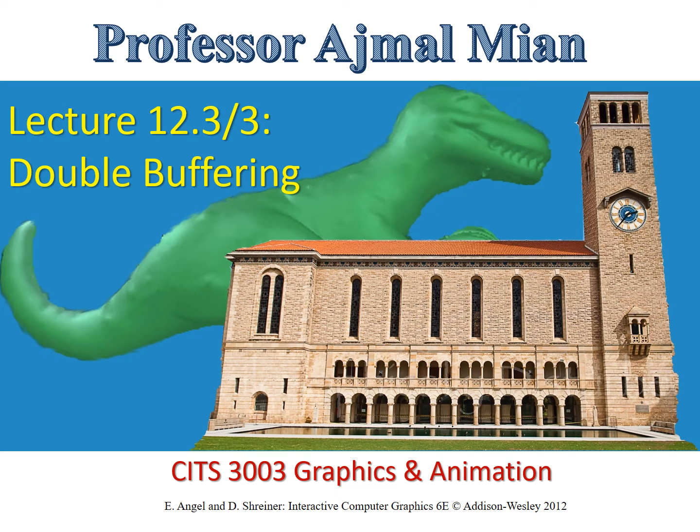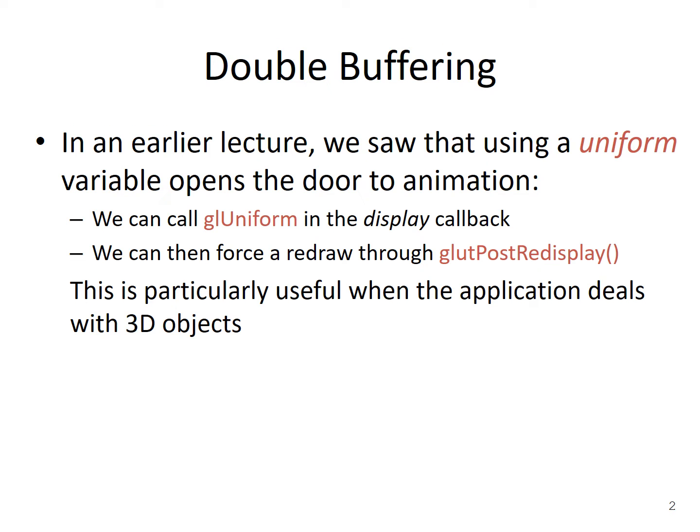In this lecture, we will talk about double buffering, which is used for smooth animation. In an earlier lecture, we saw that using a uniform variable opens the door to animation. We can call GL uniform in the display callback. We can then force a redraw through glutPostRedisplay. This is particularly useful when the application deals with 3D objects.